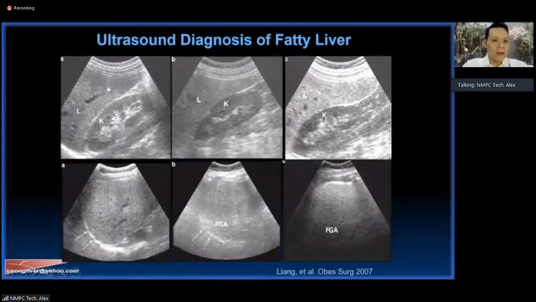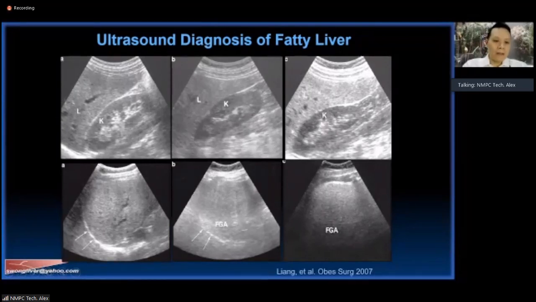And you can see that the liver in this part of the picture is mildly echogenic compared to the kidney. So in these cases, the radiologist will say that this patient has mild fatty liver. Compared to this one on the rightmost portion, you can see that the liver is markedly echogenic compared to your kidney, and the radiologist will now usually term this as severe fatty liver.